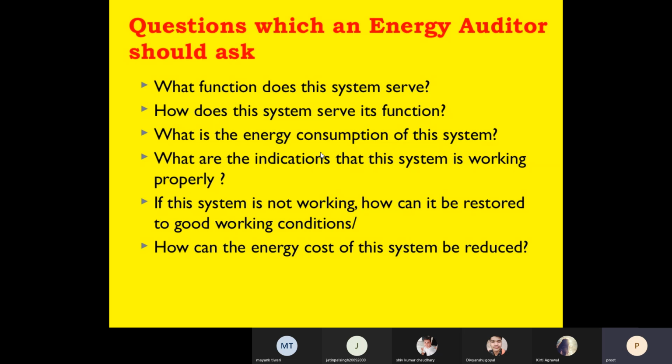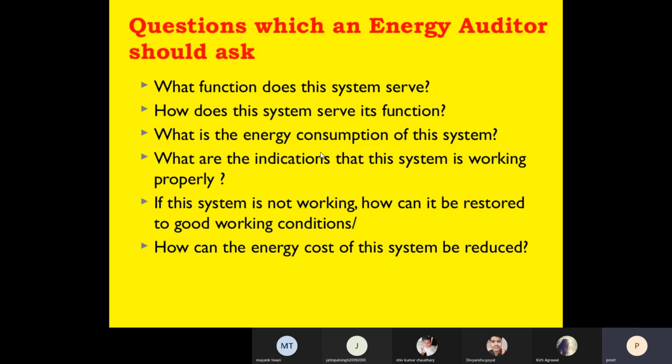Similarly, if the system is not working, how can it be restored to good working condition? I will take the same example of the fan. Suppose the fan is not working properly, how would you come to know? If you increase the regulator and the speed is not increasing, or for the same voltage it is not rotating at the speed it is supposed to, then one possibility is that if we replace the condenser of the fan, it will start working smoothly again. So these are the things which could be done to restore the fan to good working condition. And how can the energy cost of this system be reduced?